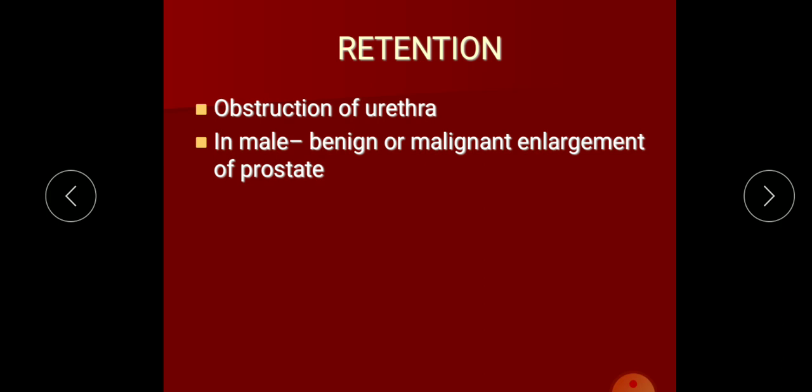Next is retention. Retention of urine can occur if there is obstruction of the urethra. If urethral obstruction is there, it is not possible for urine to pass out. This commonly occurs in benign prostatic hypertrophy or malignant enlargement of the prostate compressing the urethra and thereby obstructing it. In certain cases, such obstruction or retention can further lead to hydroureter and hydronephrosis.